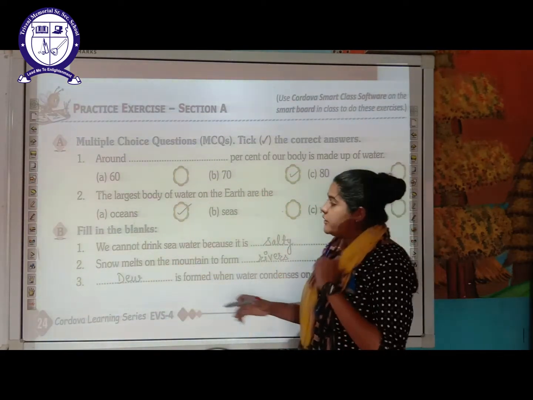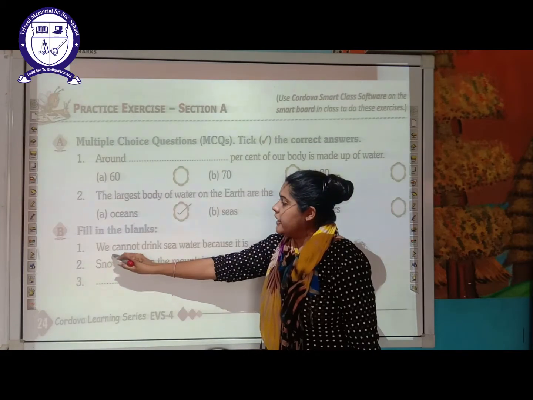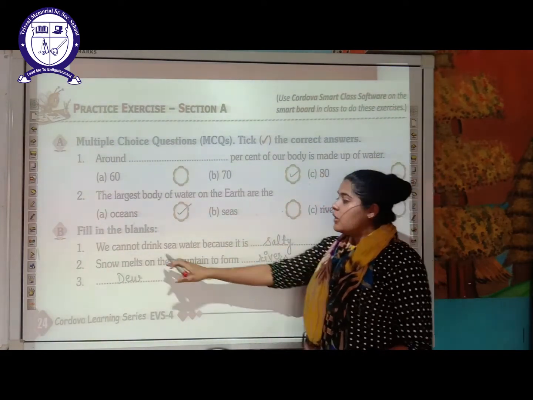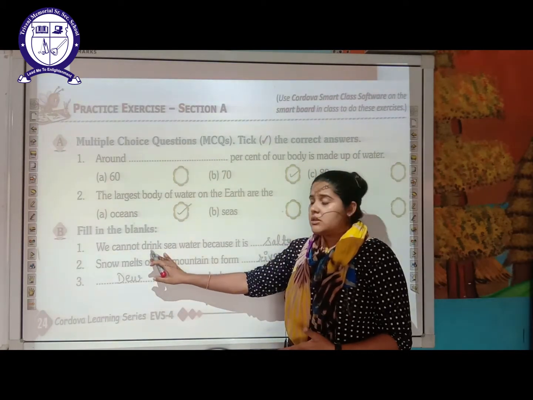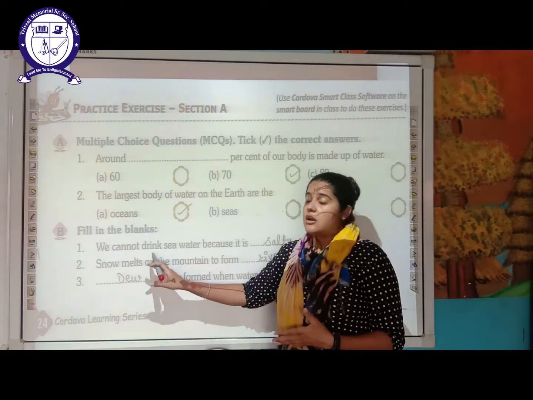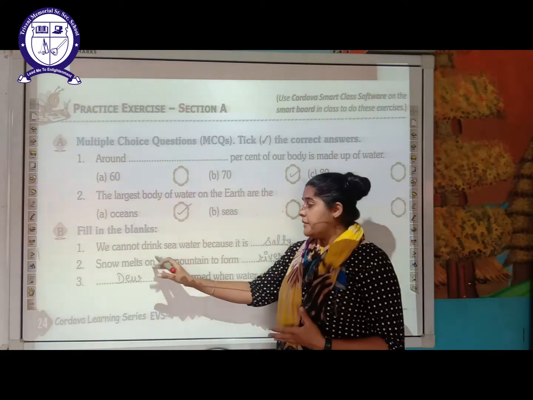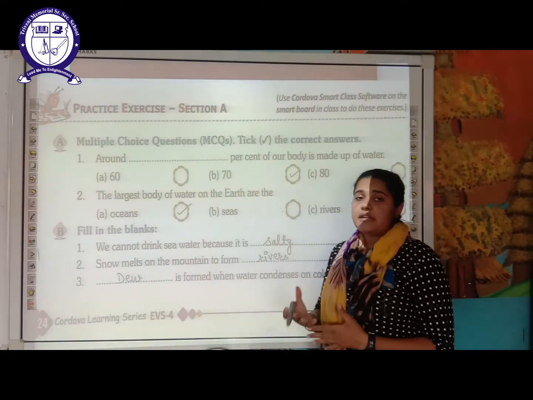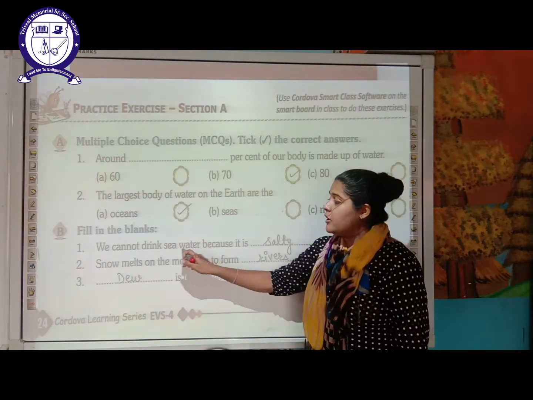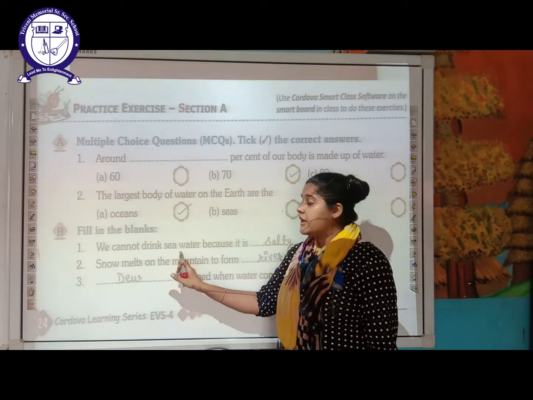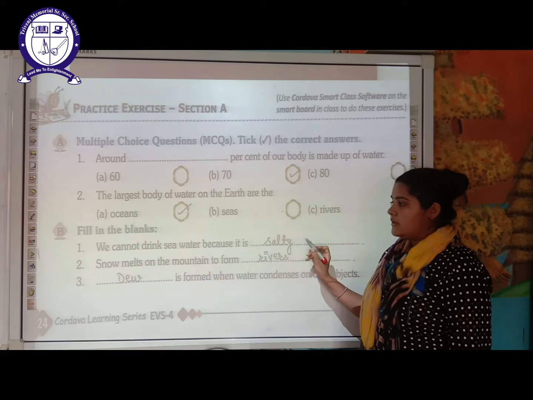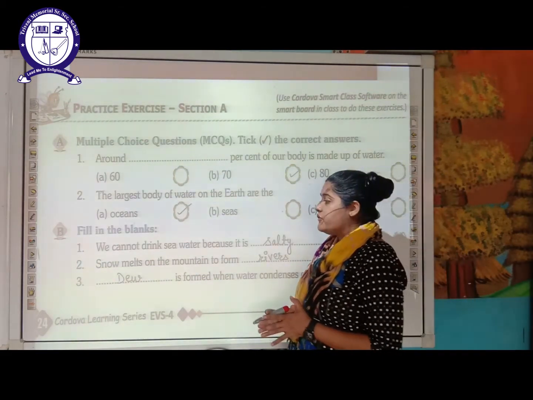In fill in the blanks, the first one is: we cannot drink sea water because it is dash. So the sea water, the ocean waters or the water of the waterfall are not fit for drinking purpose because they contain germs, etc. But if we take the example of sea water, it is not fit for drinking because it is salty, because it contains a large amount of salt.